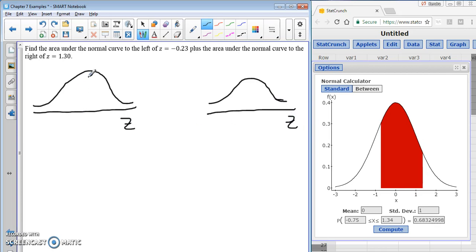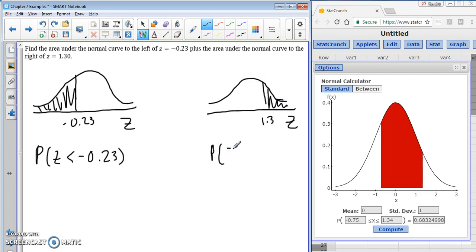So we're looking at to the left of negative 0.23. So z is less than negative 0.23. And then we want to the right of 1.3. So that z is greater than 1.3. So one thing, we can calculate them separately and then add them together, right? And then maybe you see another way to do it. So we'll talk about that in a minute.